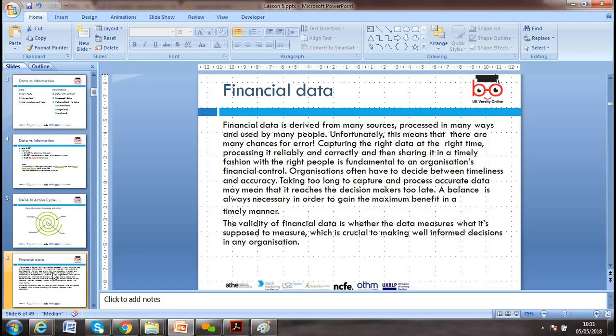So financial data is derived from many sources, processed in many ways, and used by many people. Unfortunately, this means there are many chances for errors. Capturing the right data at the right time, processing it reliably and correctly, and then sharing it in a timely fashion with the right people is fundamental to an organization's financial control. So at the end of the day, whatever organization we have, financial data and financial control is very, very important.